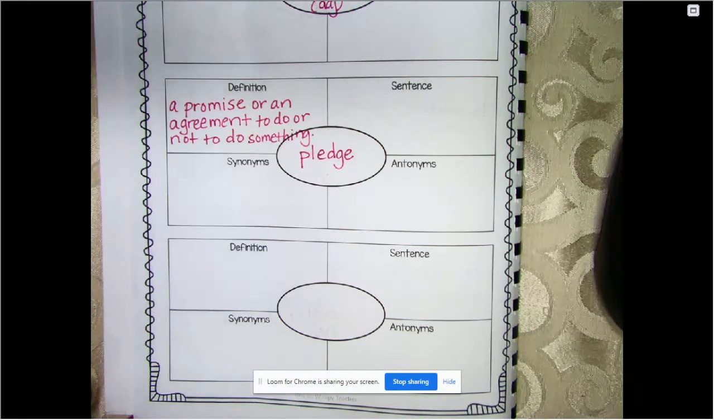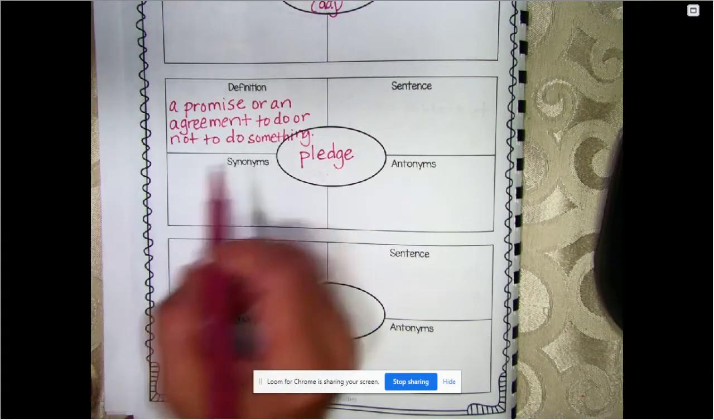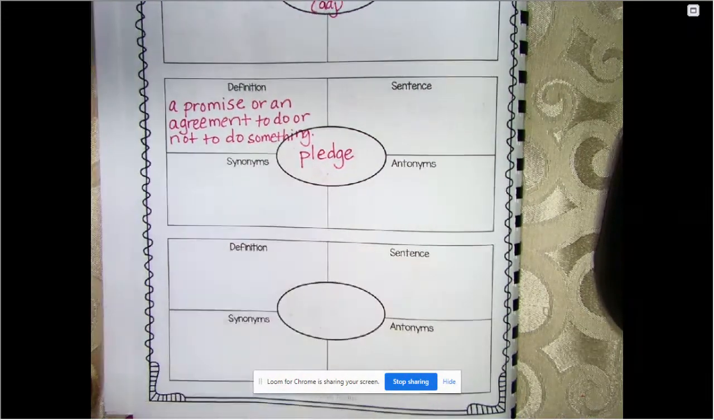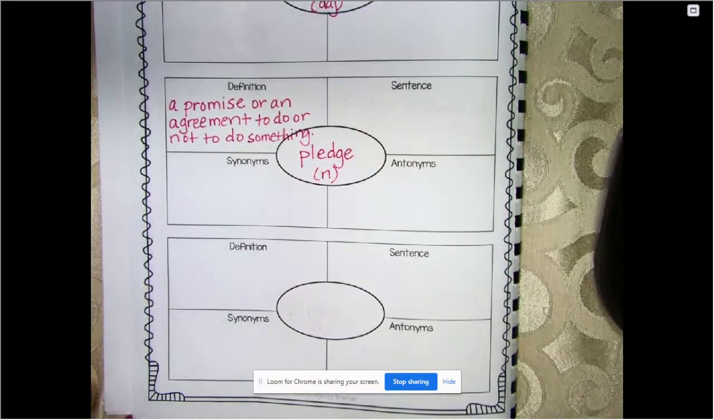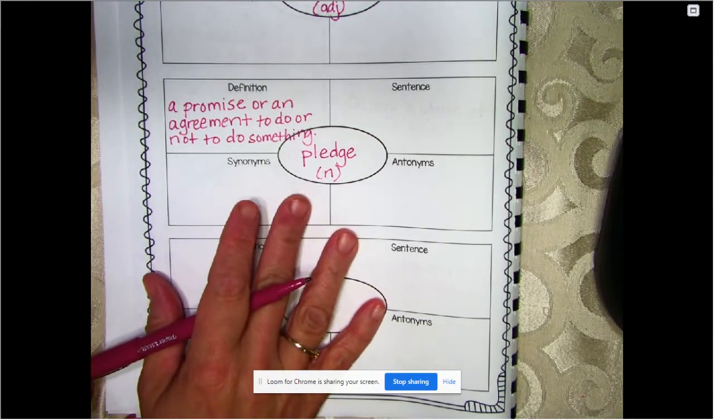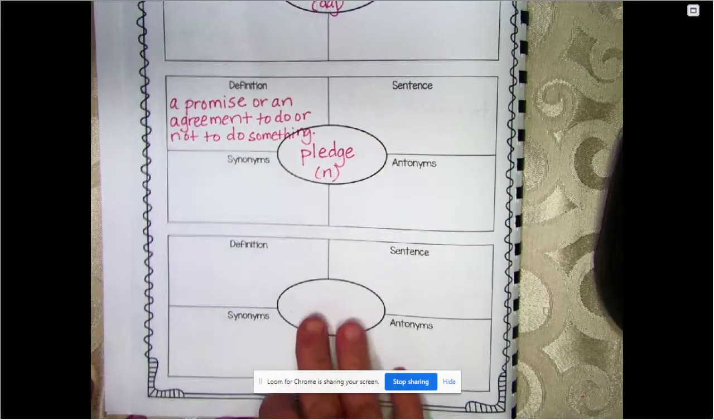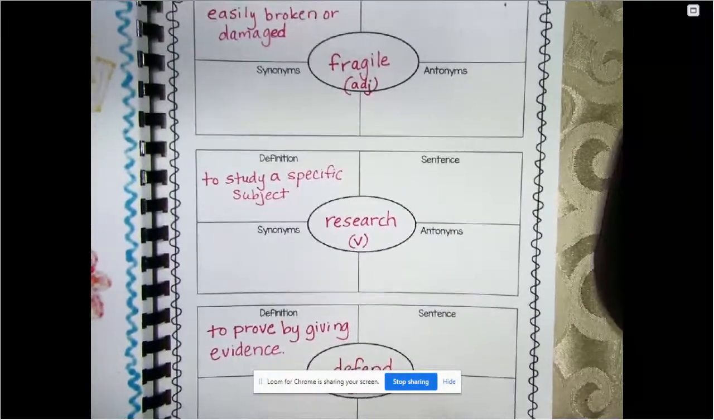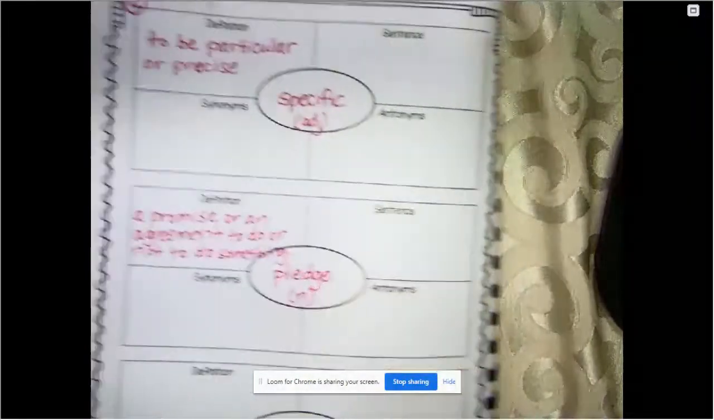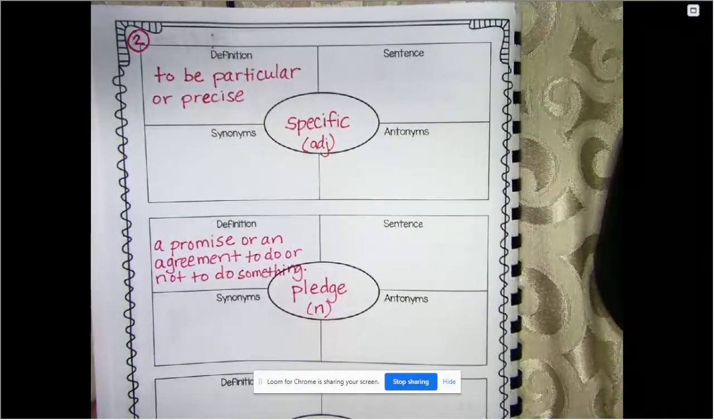All right, and pledge says right here is something. If it's a thing, what part of speech would that be? That is right. You got it. It's a noun. Very good. All right. So go ahead and pause again and get this written down in your book. We want to make sure that we have 5 words and 5 definitions. Fragile, research, defend, specific, and pledge.